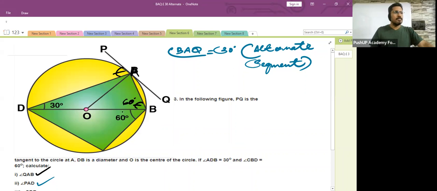Angle AOB will be how much? AOB will be 90. Why will it be 90? Revise properly. How much will be angle AOB? What is the reason?